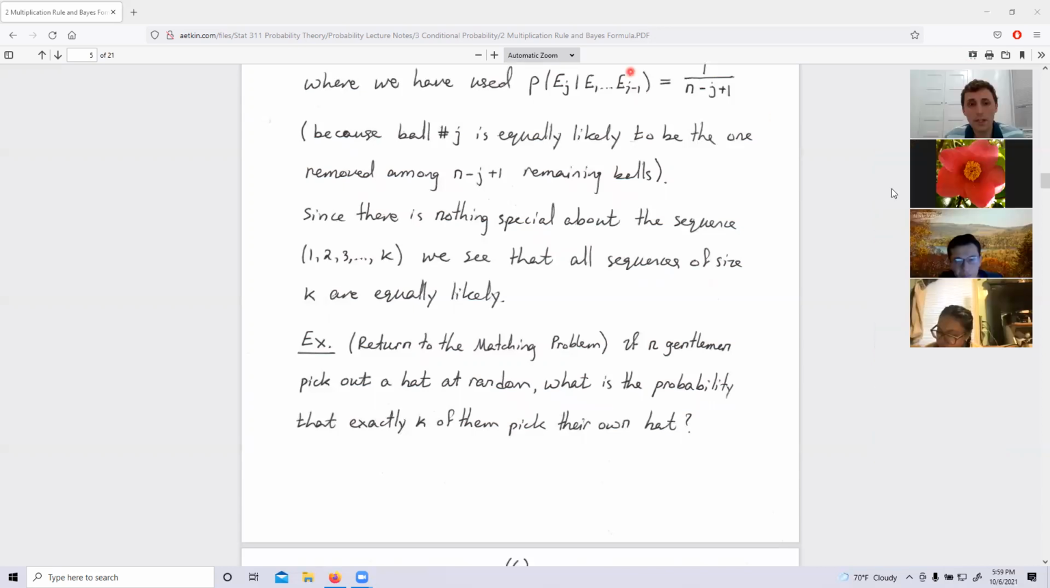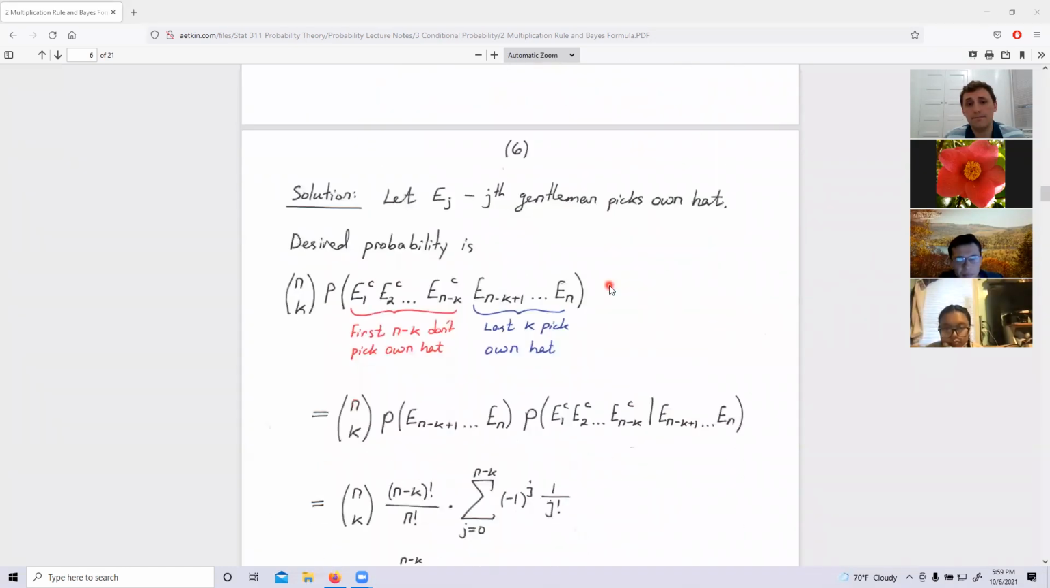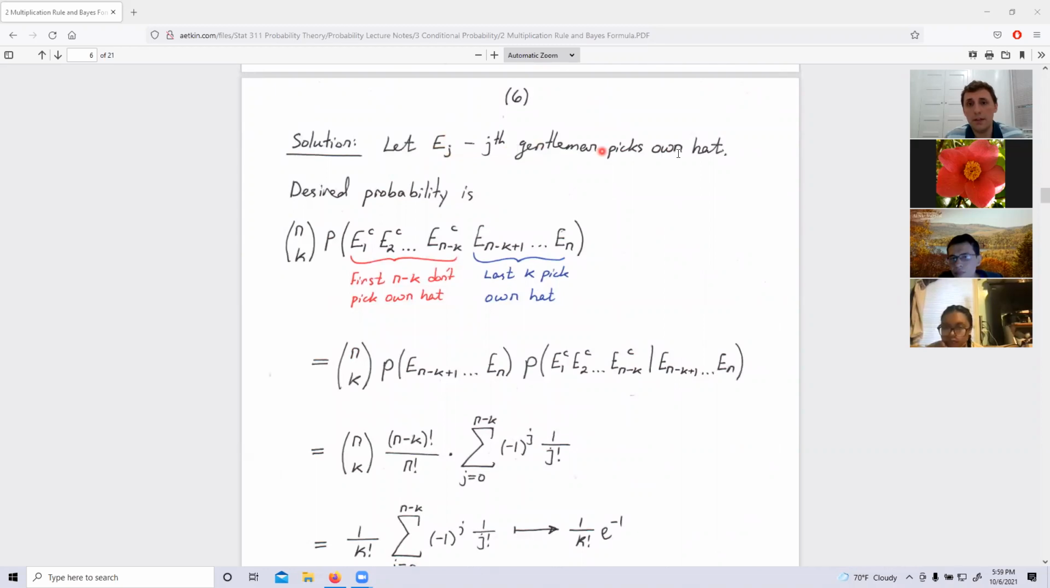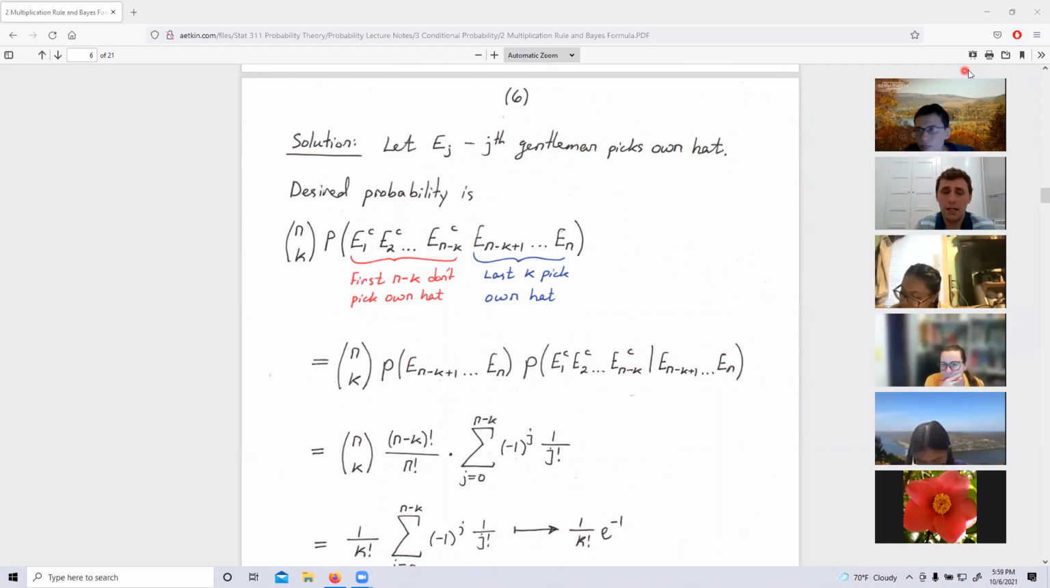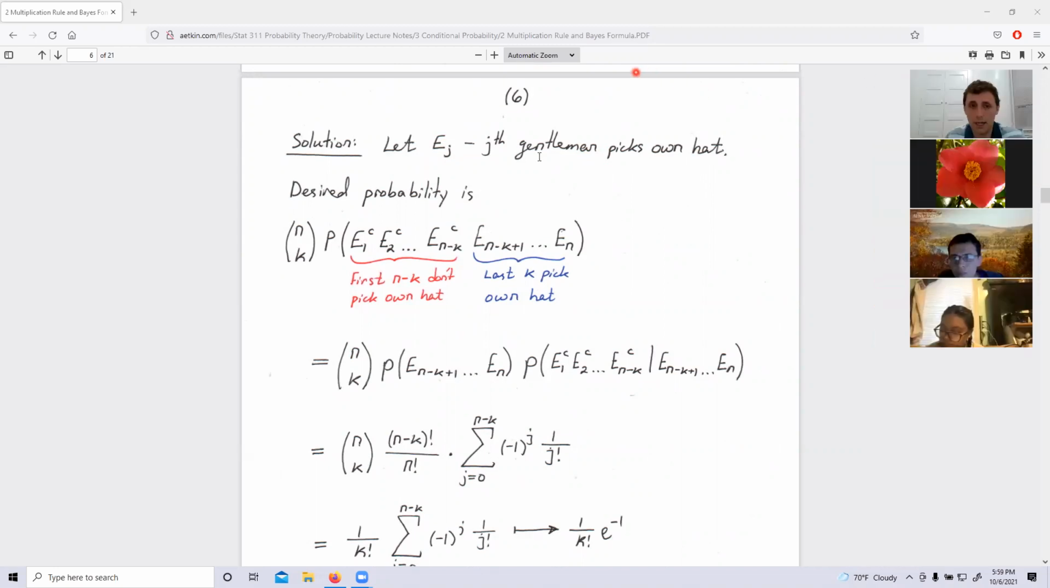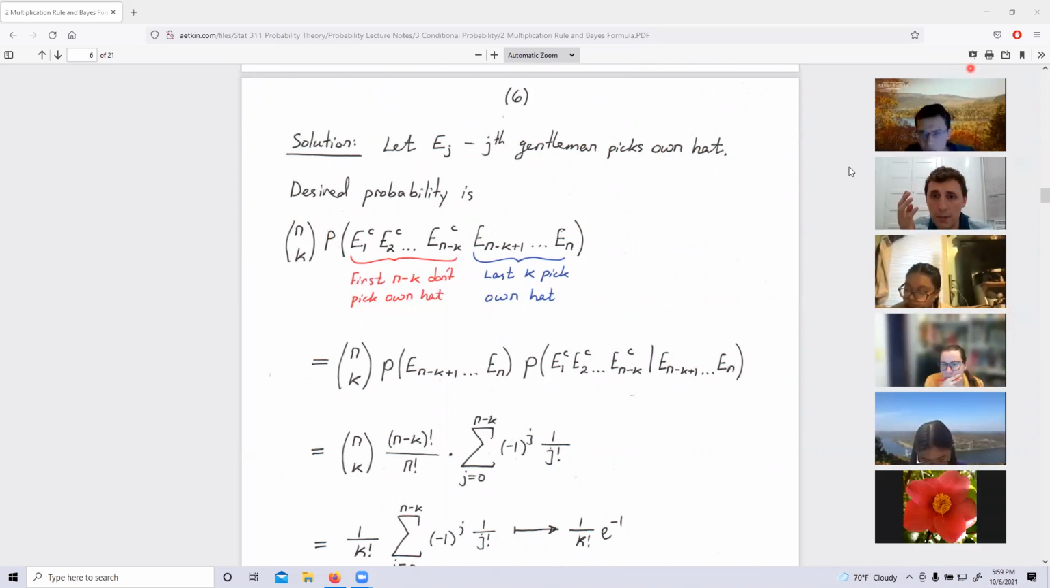So this can be described as follows. Let E_j be the event that gentleman number j picks his own hat. Now the desired probability that exactly k of them pick their own hat can be written as, well, by symmetry, how many possibilities are there? There are n choose k possibilities for the particular choice of gentlemen. And by symmetry, because it doesn't matter which gentlemen do that, the probability is n choose k times the probability where the first n minus k do not pick their hat and the last k pick their hat. You see, I underlined in blue.